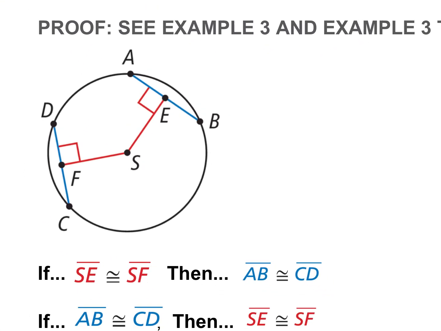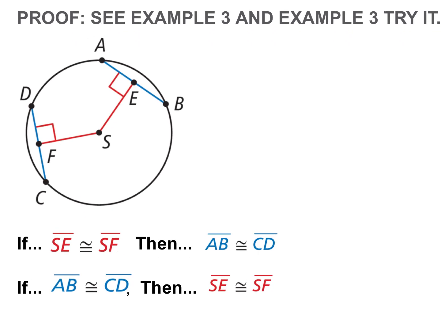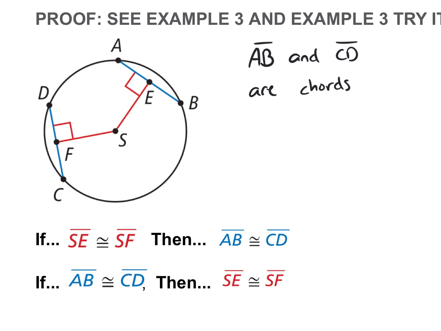So in example 3, it is a little more complicated than the other ones, but let's break this down. What are the chords in this one? Yep, write that down. AB and CD are chords. I'm going to ask you this. Are SE and SF radii? No. Why not? Because they're connected to the chord. They're not connected to the outside of the circle. They're connected to the chord.